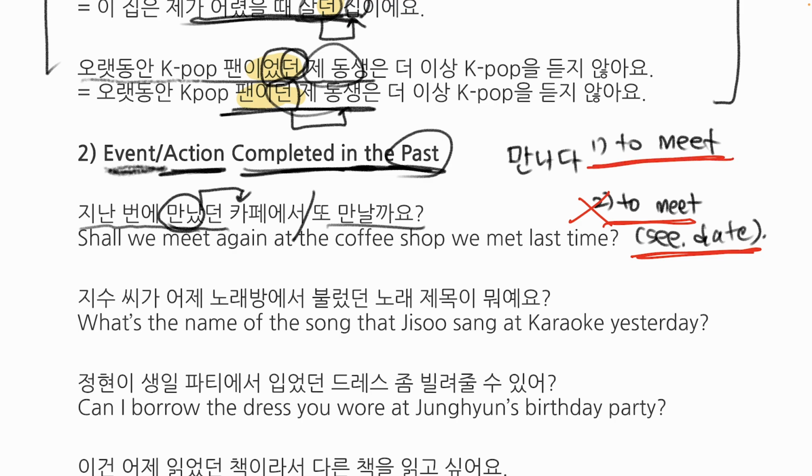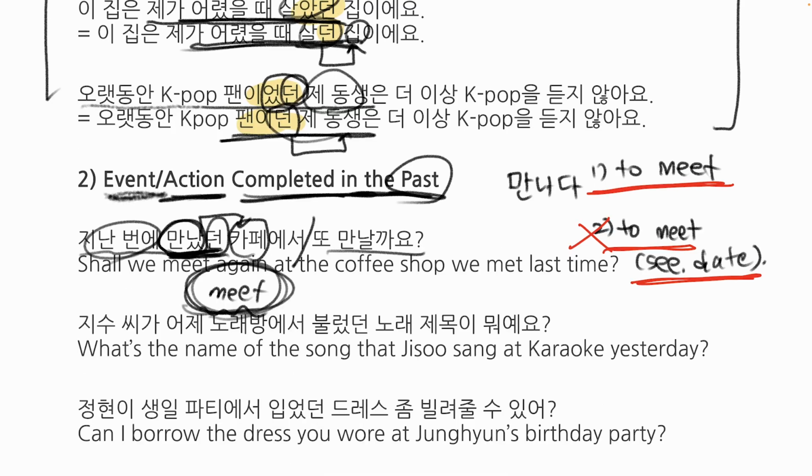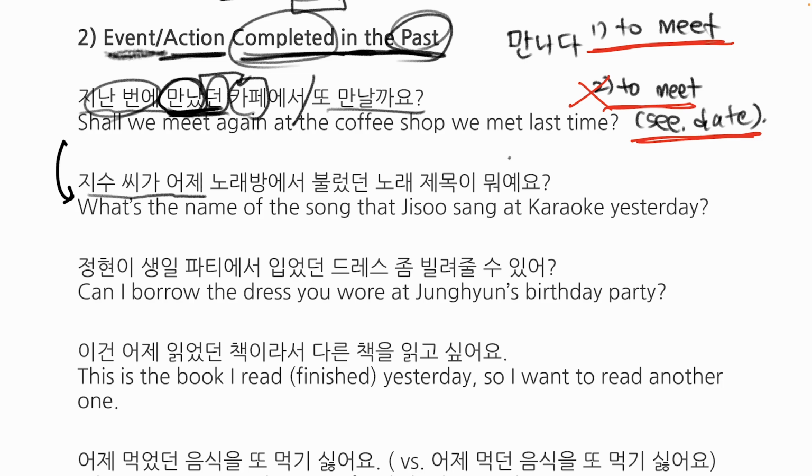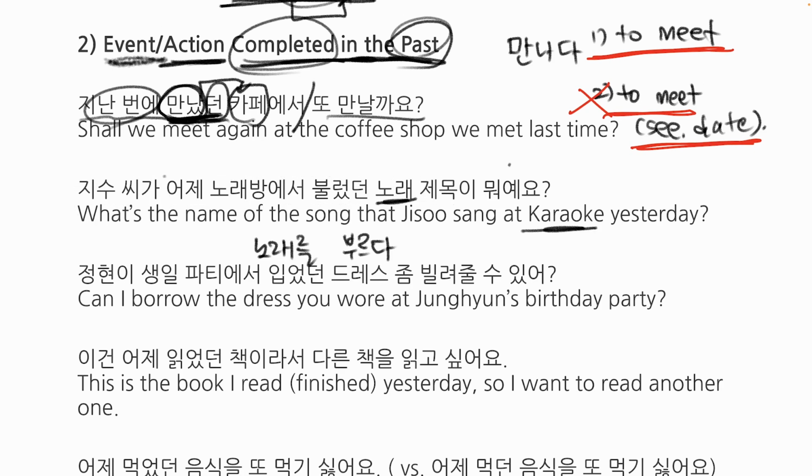They met, right? So here, 만났던 카페 means the cafe that we met last time. And the action of meeting already is finished. It happened in the past and it remains in the past. So it's an action that's completed in the past. In this case, it's not interchangeably used with 만나던 카페. And the next one, 지수 씨가 어제 노래방에서 불렀던 노래 제목이 뭐예요? So what is the title of the song that Jisoo sang yesterday at the karaoke?